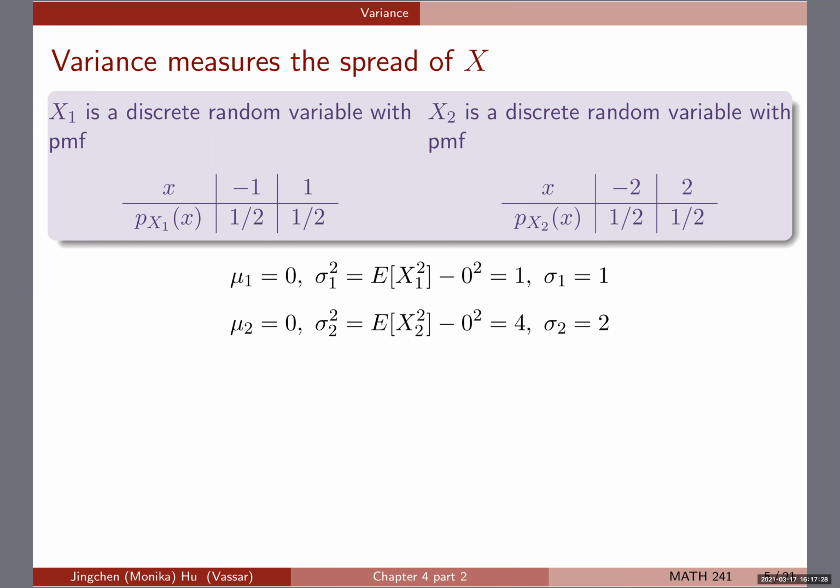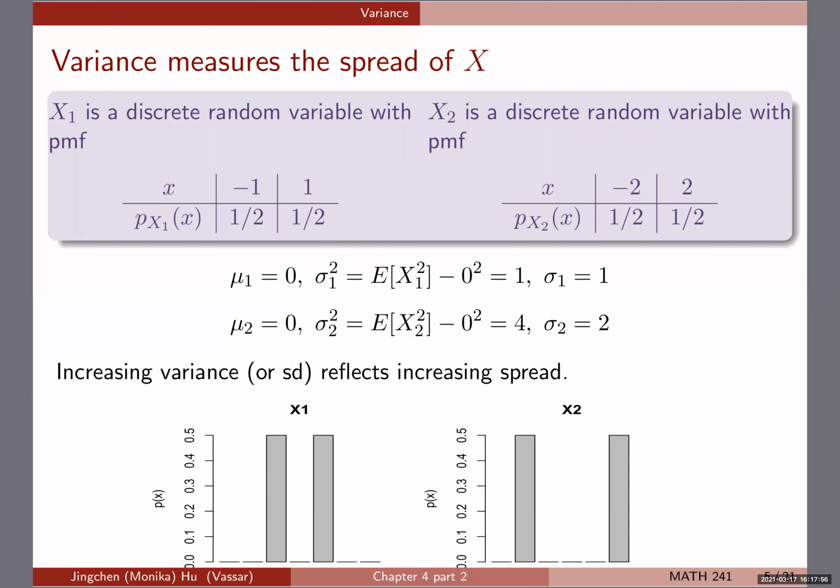In particular, the second random variable x2 has twice the standard deviation of the random variable x1. So we're saying that variance measures the spread of x. The larger the variance or the standard deviation, the higher the spread, meaning that the random variable is spread over a wider interval.